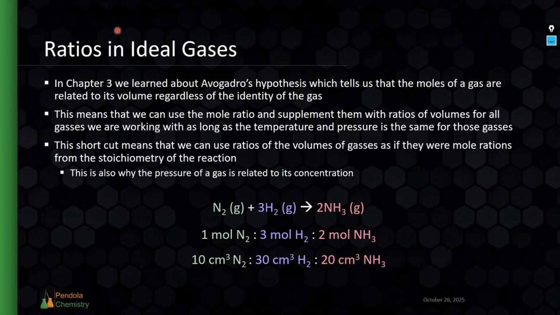Finally, this I believe is the last topic. We'll do this and we'll do a problem that goes along with it. But we can, for ideal gases, use ratios when it comes to the volumes and the moles. In chapter 3, we learned about Avogadro's hypothesis, saying that at room temperature and pressure, all gases occupy a volume of 24 cubic decimeters. Well, that's actually tied to the ideal gas laws.